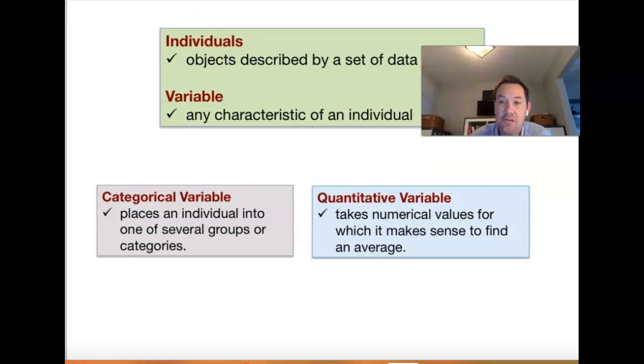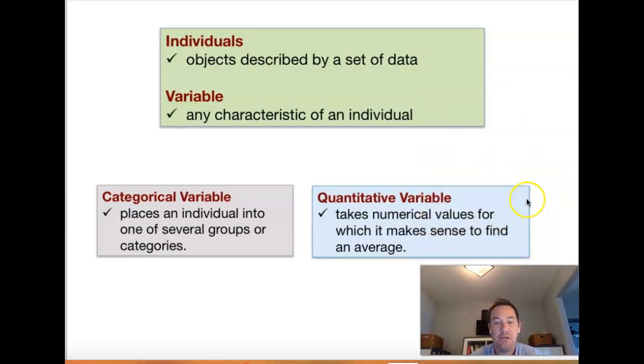So as you're taking notes here, I'm going to point out the things that you should be writing down in a composition book. Definitions are huge. These need to be written out. So we have 4 definitions here. First, individuals are the objects that are being described by a set of data. A variable is any characteristic of an individual. And that'll generally vary between the individuals.